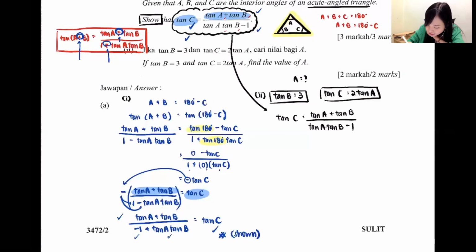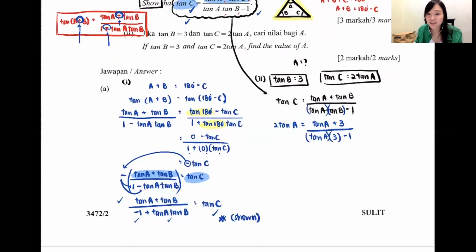So first, tangent C, they say is 2 tangent A. Okay, so the C, I will change it to A because after all, this question wants me to find A, so I think everything I will change in terms of A. So tangent A is still tangent A. How about tangent B? Tangent B, based on the question, they already tell me equals 3. So this one I will sub 3, tangent A. And then this tangent B also I will sub 3, minus 1. So do you realize the whole question is all under tangent A now?